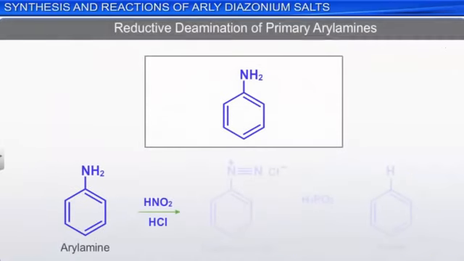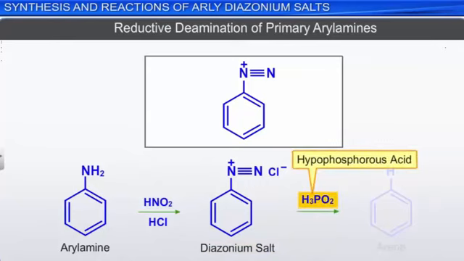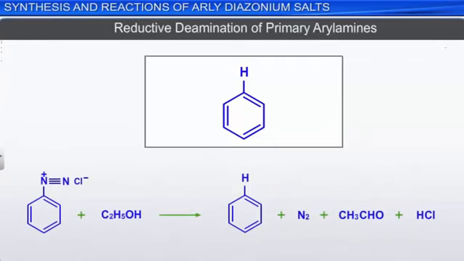Reductive deamination of primary aryl amines replaces the amino substituent by hydrogen using a diazonium salt as an intermediate. When the diazonium salt is treated with a mild reducing agent such as hypophosphorus acid, sometimes known as phosphinic acid, the diazonium ion is reduced to an arene. Alternatively, this can be carried out using ethanol.